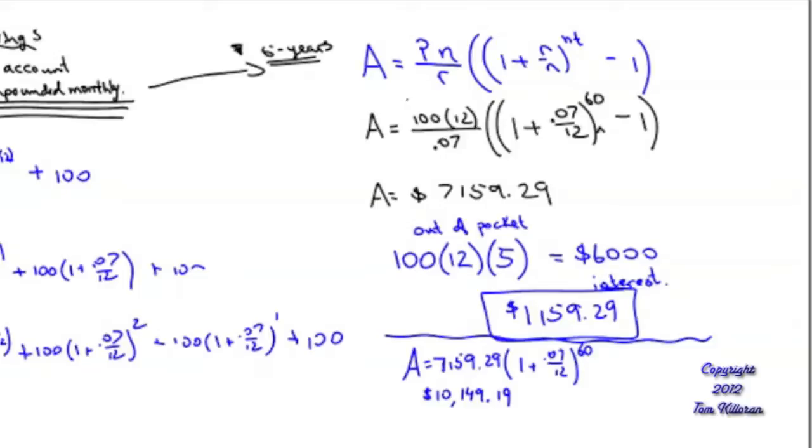But if I kept this plan up for another 5 years, watch this. This is cool. If I kept it up for another 5 years, that would be 120. If I kept my $100 a month up for another 5 years, you would end up with $17,308. If you kept the plan going for the entire 10 years, you would have ended up with $17,000. $100 a month for 10 years, $17,000.